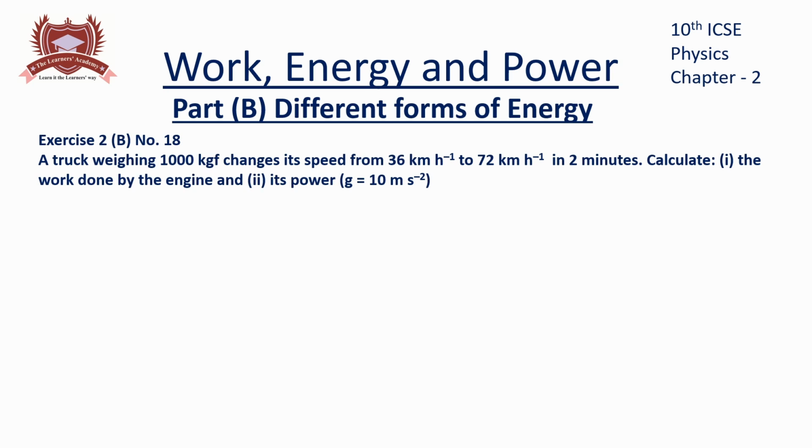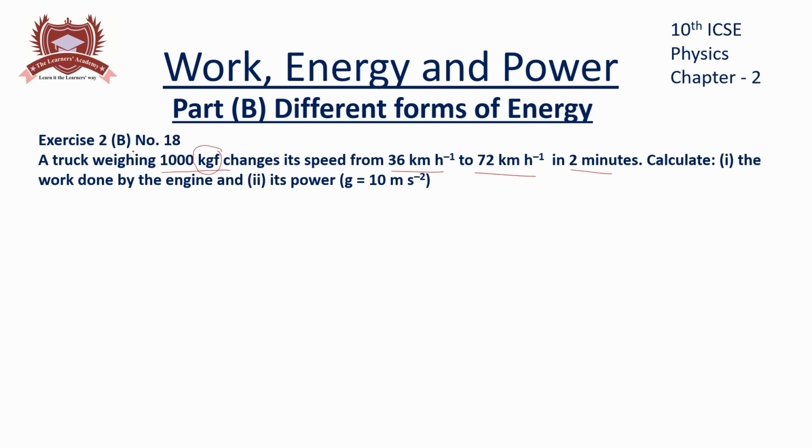This is example number 8. We have a truck weighing 1000 kilogram force. Again, they've juggled the units and it is in kilogram force now. Keep it in mind. Apart from that, they have also given the speed. It is changed from 36 kilometers per hour to 72 kilometers per hour in 2 minutes. That's pretty fast. Then we have to find the work done by the engine, and second, its power.